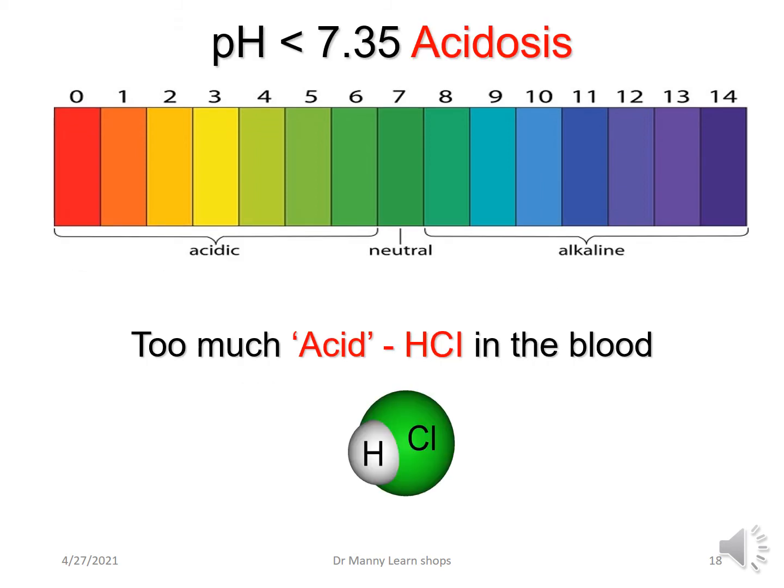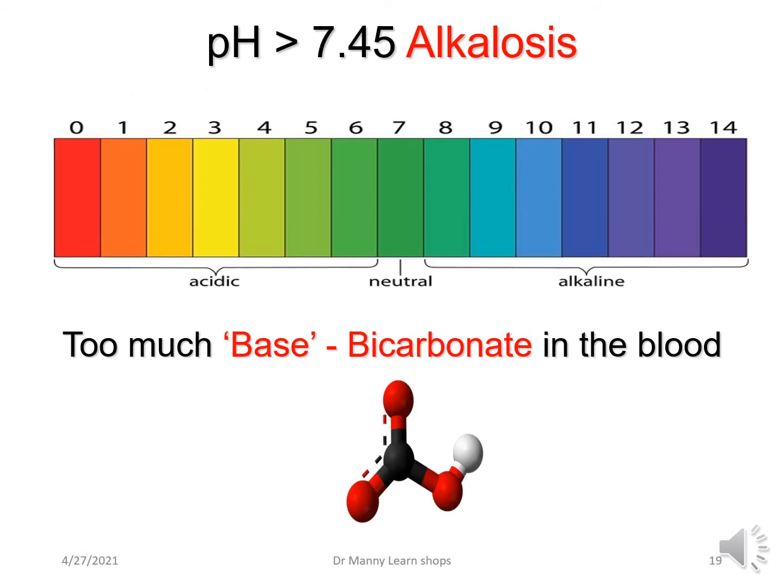An acidosis, less than 7.35, reflects that there's too much acid or hydrochloric acid in the blood. An alkalosis, greater than 7.45, reflects that there's too much base or bicarbonate in the blood. It tells the story. The pH says, is there an acidemia, an alkalemia, or is everything okay?